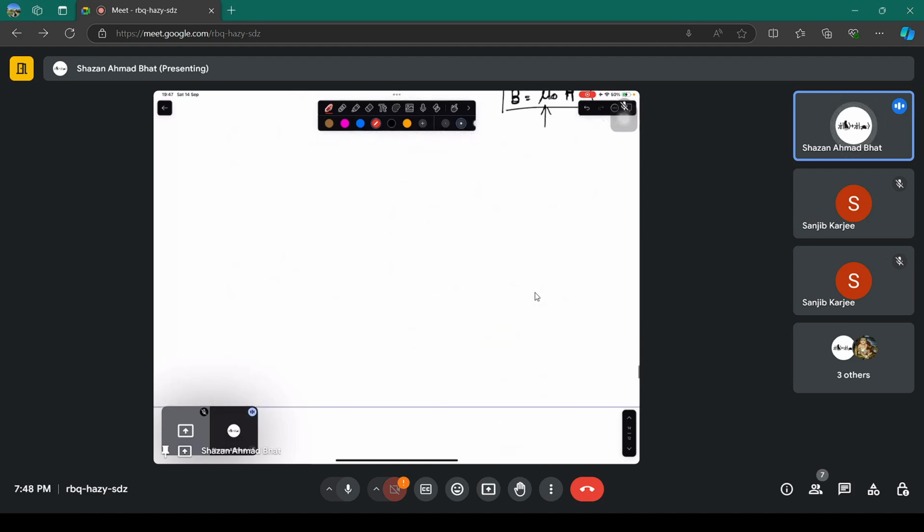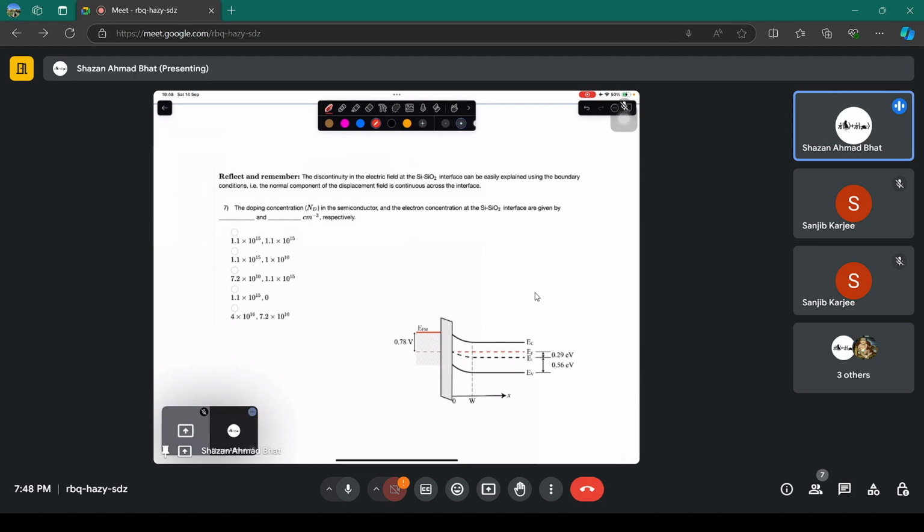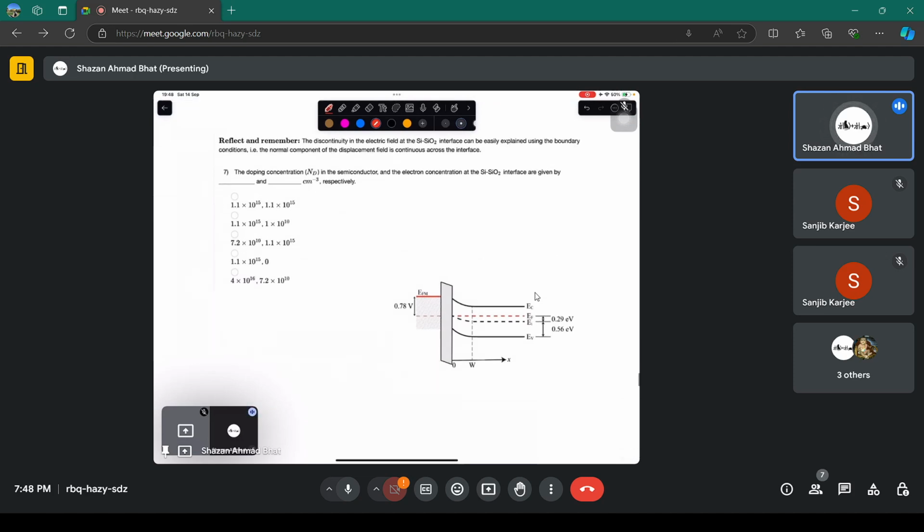So now moving on to another problem. Now there is a question where the doping concentration in silicon and the electron concentration at the silicon dioxide interface are given by dash and dash.